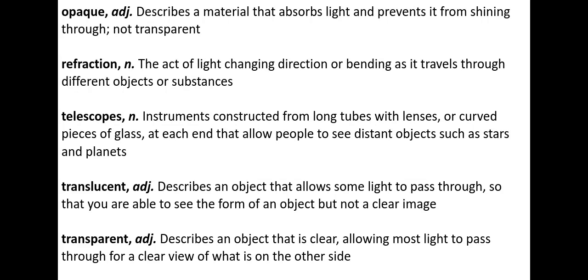Translucent is an adjective, it's a descriptive word. Describes an object that allows some light to pass through so that you are able to see the form of an object but not a clear image. And then transparent describes an object that is clear, allowing most light to pass through for a clear view of what is on the other side.